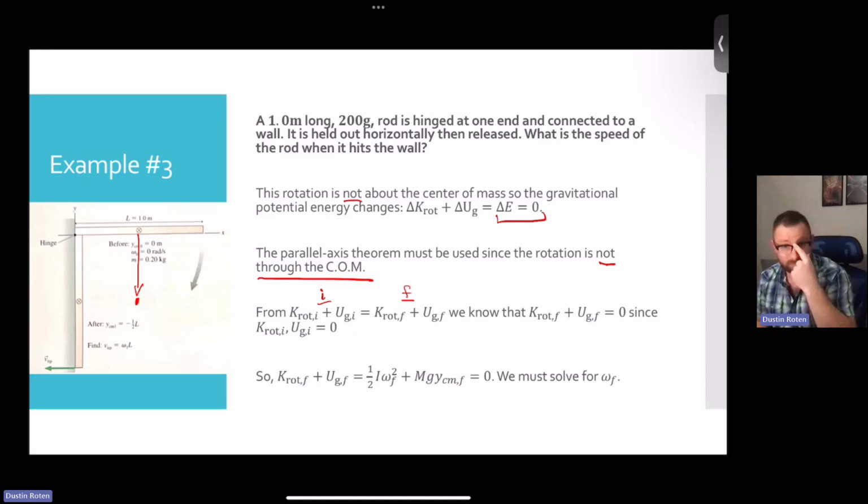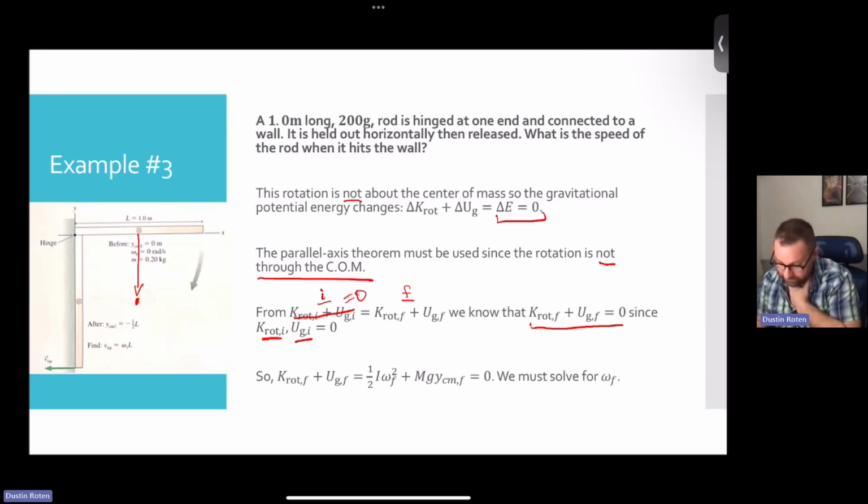Well, we know that the final rotational energy, let's back up. So we know the initial kinetic energy is zero, since it's released from rest. And we know that since it's sitting in line with the origin, it has no initial gravitational potential energy. So that's going to cause all of our initial terms to be 0. Now, if that's 0, that means just the final rotational kinetic energy and final gravitational potential energy also have to equal 0.